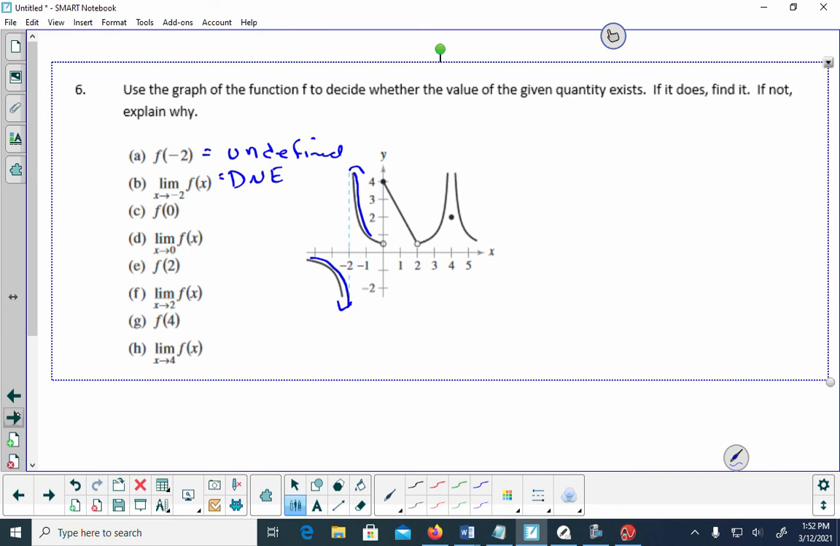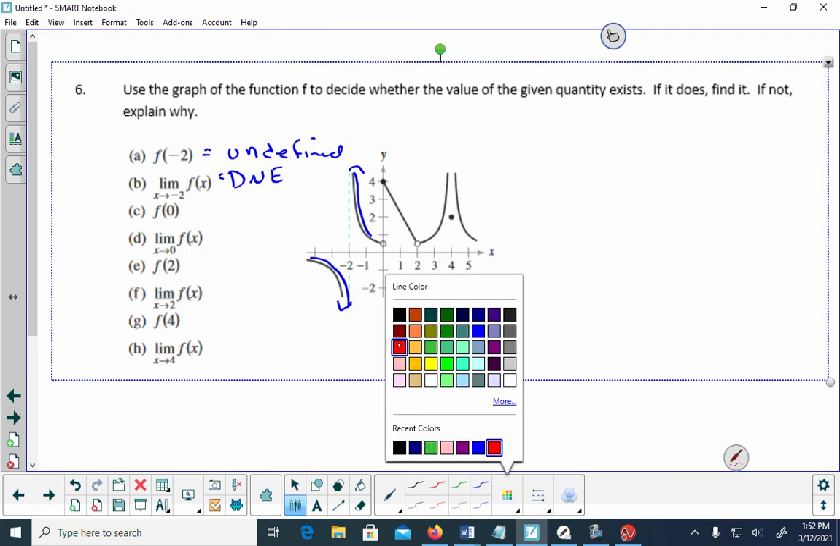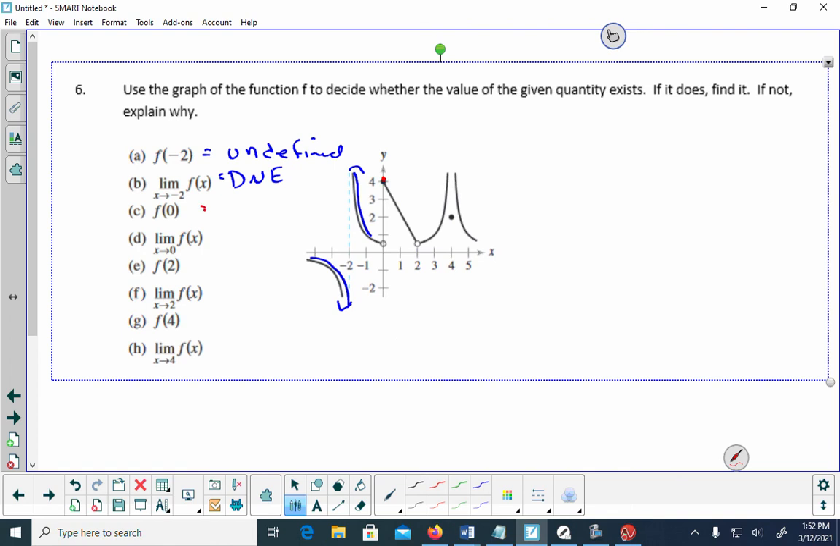Then it wants me to find f of 0. So now if I go to f of 0, that would be this point here, so that is going to be 4. Then it asks me to find the limit of f of x as x approaches 0. Coming from the left, it looks like I'm approaching like 1/2. Coming from the right, I'm approaching 4. So coming from the one direction, I'm approaching 1/2. Coming from the other direction, I'm approaching 4. Not the same number. That means that limit does not exist.